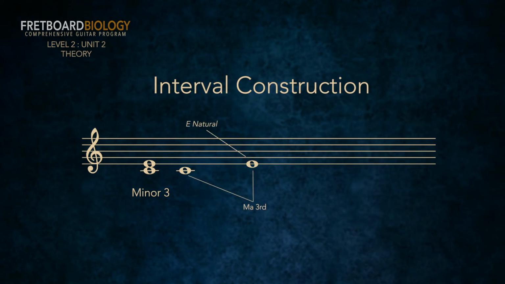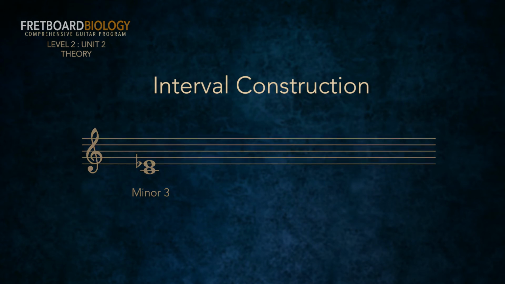But we want a minor third. So if we lower the E by a half step by applying a flat, the desired minor third is our result. Therefore, E flat is our answer. E flat is a minor third above C. Let's do another. 1, here's a D, and we want to build a minor sixth above it.